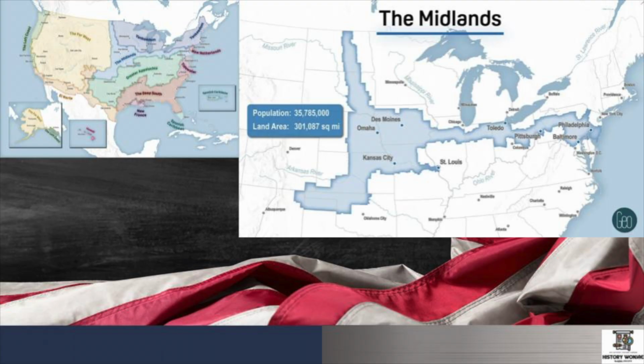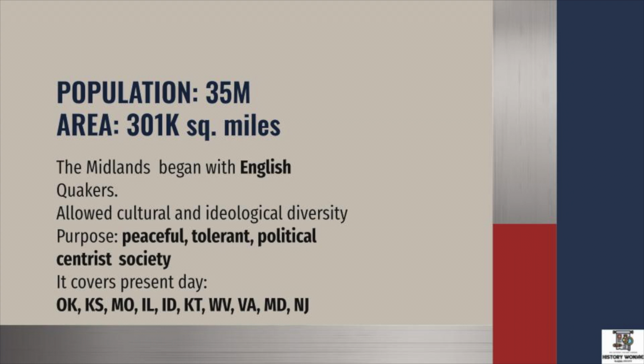Next, there are the Midlands. People began settling in the mid-eastern regions of North America, with the first settlers from England, and their ideology was to make a peaceful, tolerant, and politically centered society overall. It is one of the longest-covering areas for modern states, from Oklahoma all the way to eastern New Jersey.